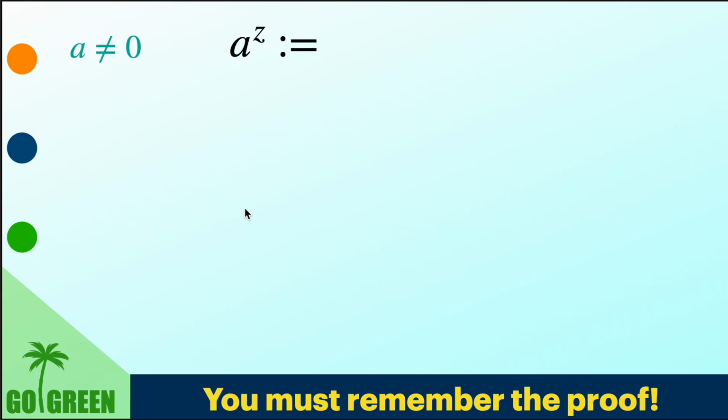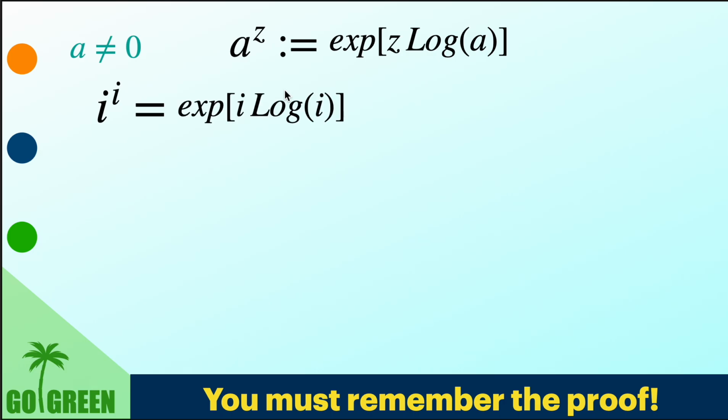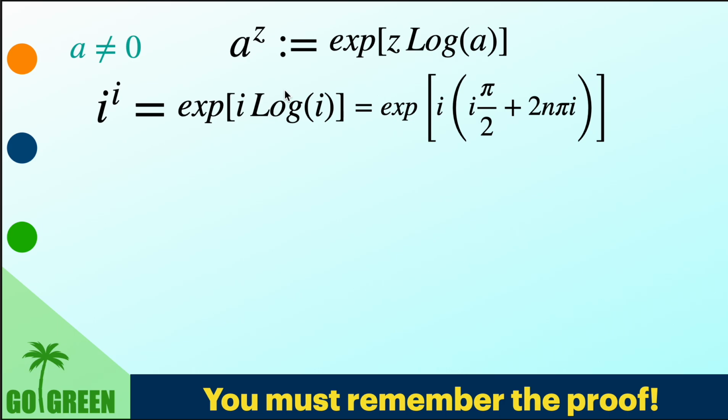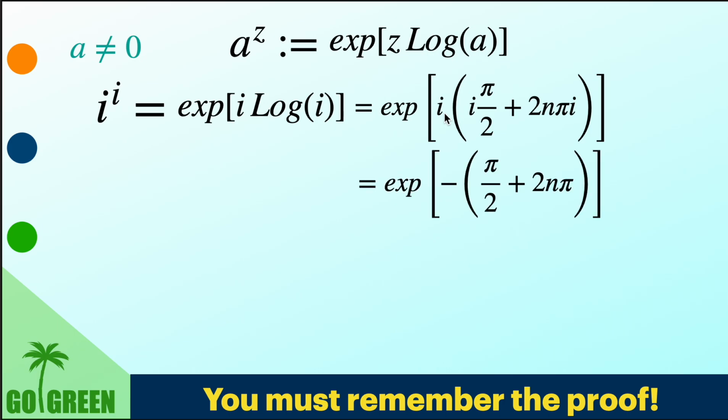Now we are back to our original problem. If a is not equal to 0, we know that a to the power z is defined by exp(z log a). And now i to the power i is the value you want to calculate. So basically here a is i and z is also i. From the definition you can write it as exponential of i log i. And now we know the value of log i. So it is exponential of i times (iπ/2 plus 2nπi), and i comes out from here, and that gives minus 1, i into i. So basically exponential of minus (π/2 plus 2nπ).